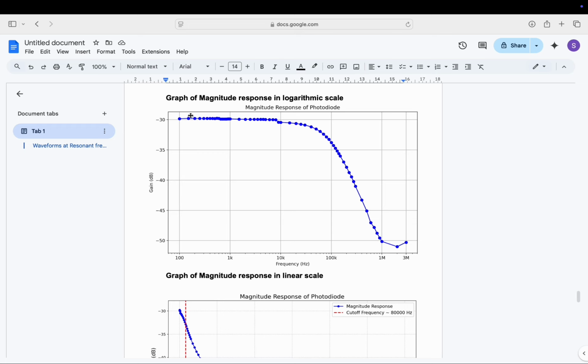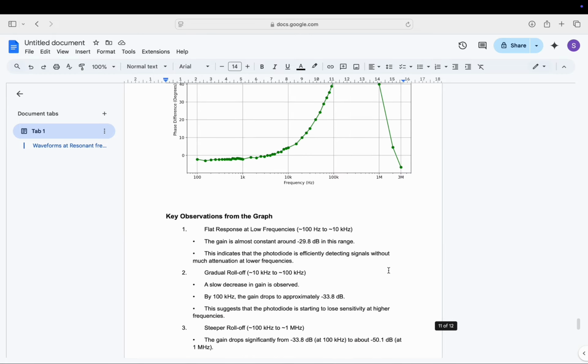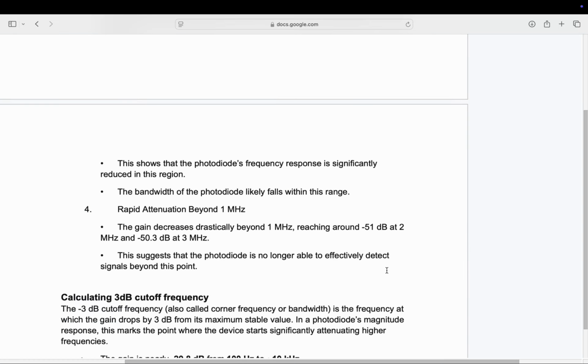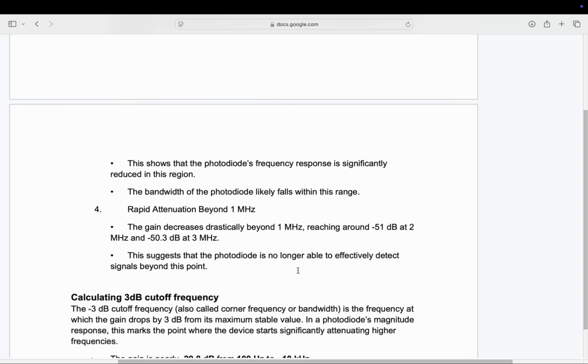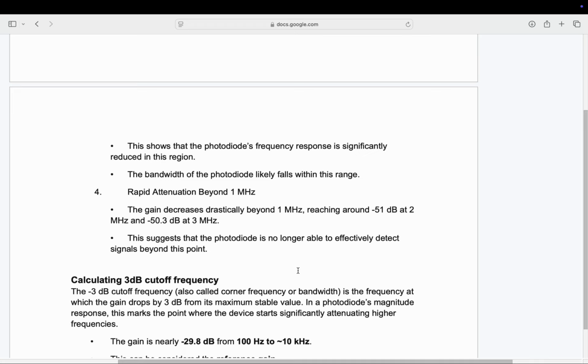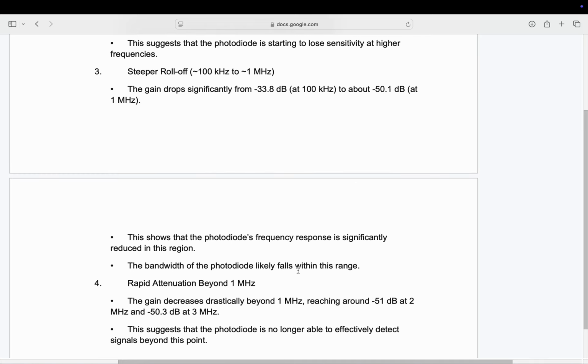As you can see, first at around minus 29.8 or minus 30 we get a constant response, and then there is a sudden dip after 100 kilohertz toward 1 megahertz. This suggests that the photodiode is no longer able to effectively detect the signals beyond the 1 megahertz point, and the bandwidth of the photodiode likely falls within this range, 100 kilohertz to 1 megahertz, as there is a steeper roll off.